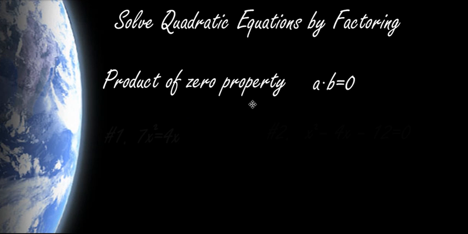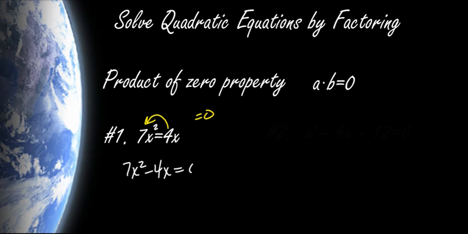So we're going to try to figure out what numbers we can put in for x so that these two expressions are going to be the same. Now, in order to use the product of zero rule, you need to make the equation equal to 0. So we're going to need to move that 4x to the other side. If it's positive on the right, it's going to be negative on the left. So we get 7x squared minus 4x, and that's going to equal 0.